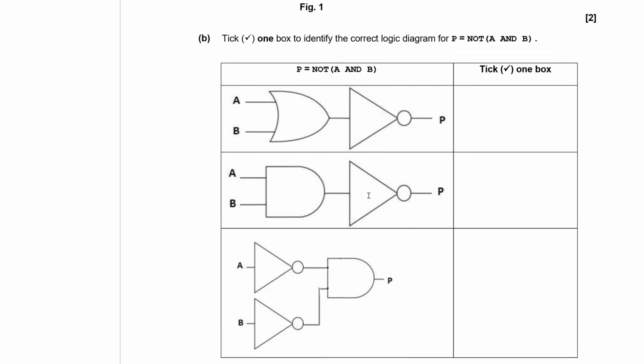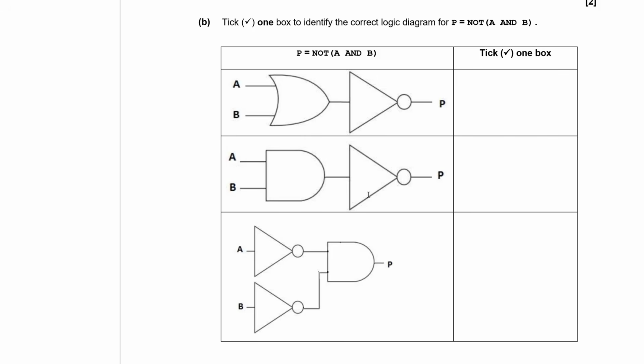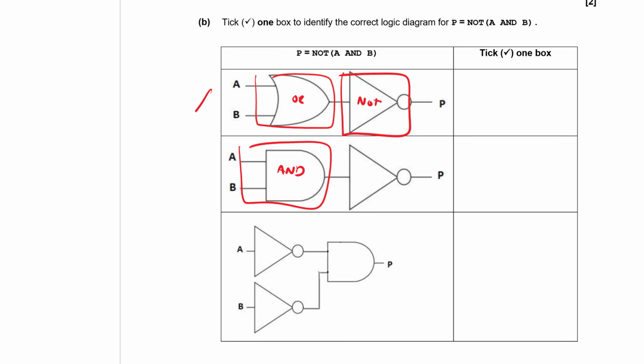For part B, we need to tick one box to identify the correct logic diagram for P equals NOT (A AND B), what we just did. Now, in terms of our symbols, this one here is OR, this one here is NOT, and this one here is AND. And so therefore this rules out the first one. The second one, we've got AND coming first, and I said what we do within the brackets comes first, like in maths, and so therefore this must be correct because I've got AND coming first, followed by NOT. So let me tick this box. This one here, we're NOTting both inputs, then doing AND, that's not correct.